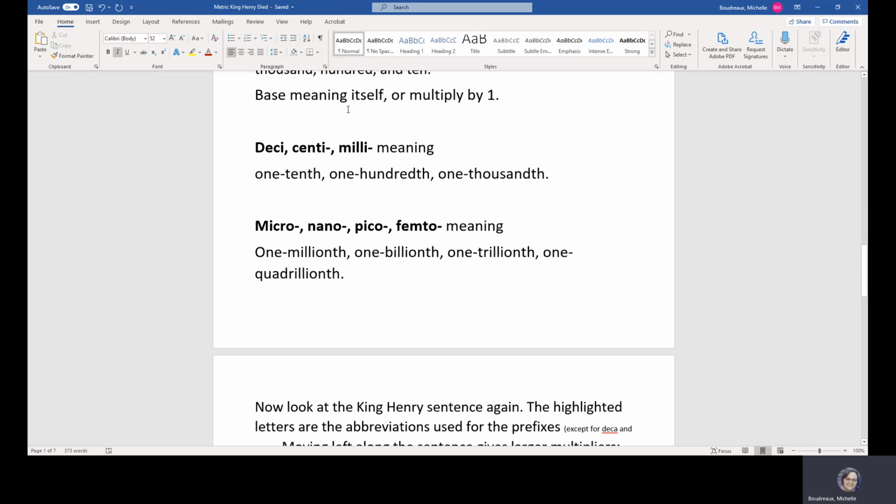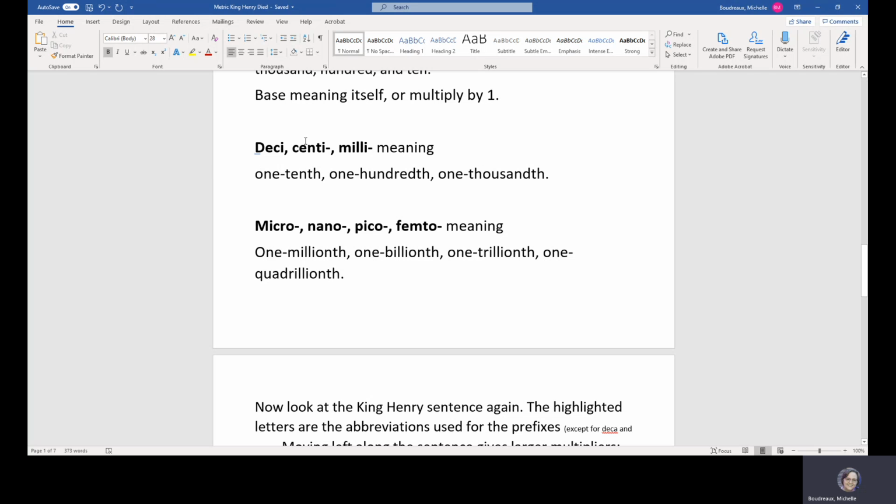Remember that the base means that there's no prefix, so gram or second or meter or liter, those are all the base of this type of prefix usage. And it just means we're multiplying it by itself. Well, actually multiplying it by 1. Okay, well then there's the small ones.